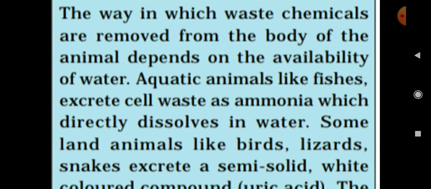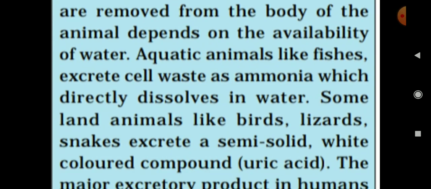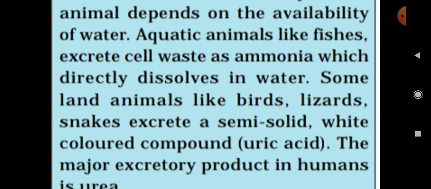Aquatic animals like fishes excrete cell waste as ammonia, which directly dissolves in water. Next, we discuss land animals. Some land animals like birds, lizards, snakes excrete a semi-solid white colored compound. Underline the words, students. That is uric acid.